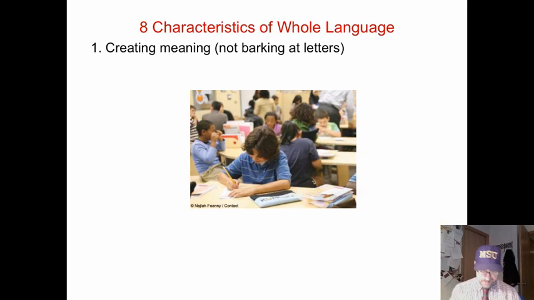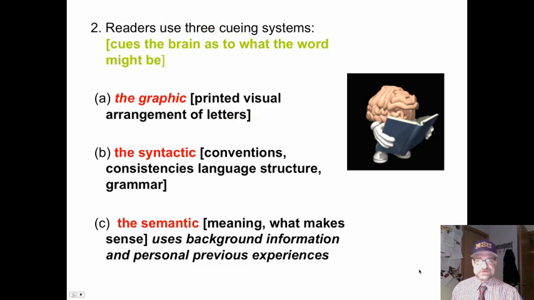8 characteristics. Number 1, creating meaning is at the heart of the reading process and writing process, not barking at print. The goal is to create meaning, also not to remember what someone else has written. Readers, the brain uses 3 cuing systems. A cuing system is something that tells the brain what that word might be. So we recognize these 3 cuing systems and we create instruction that utilizes this.